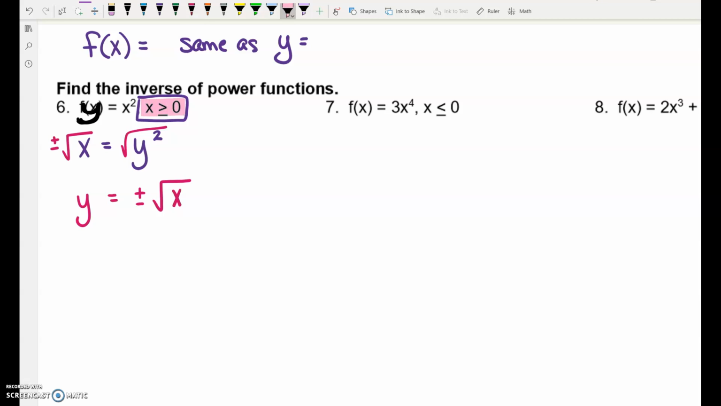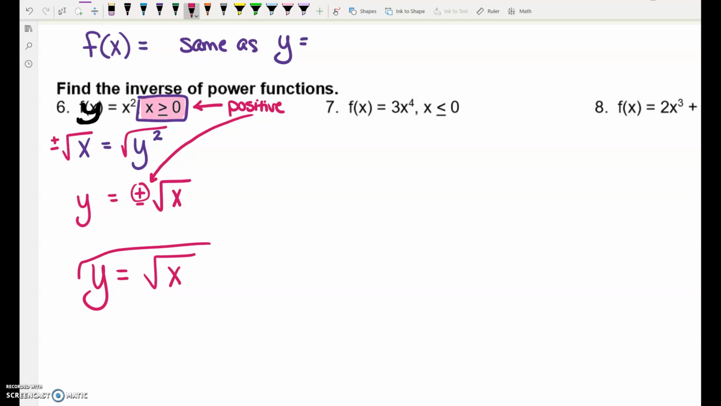Now I want to talk to you about what this little extra tidbit of information means. X is greater than or equal to 0. Does that indicate positive numbers or negative numbers? Positive numbers. This little tidbit is saying we want positive x values. They're basically saying that they only want the positive square root. So this little information is telling us in the plus minus symbol, we only want the plus. So our final answer is going to be y equals the positive square root of x.